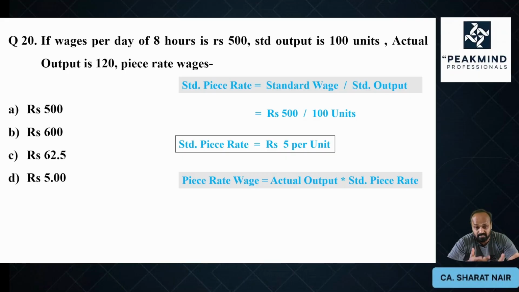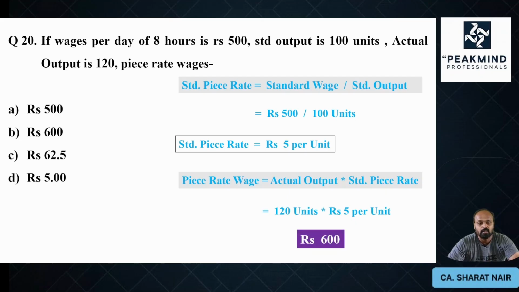Now piece rate wages here will be how much? How much actual output has he manufactured? 120 output into 5. So the correct answer is how much? 600. Your option number B.